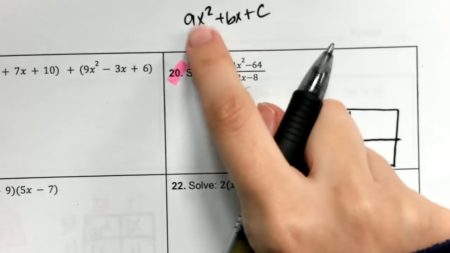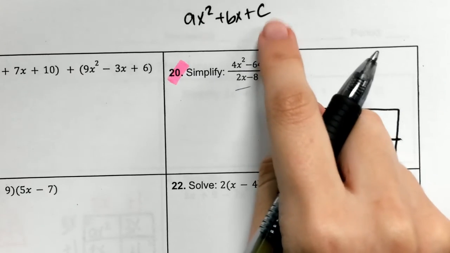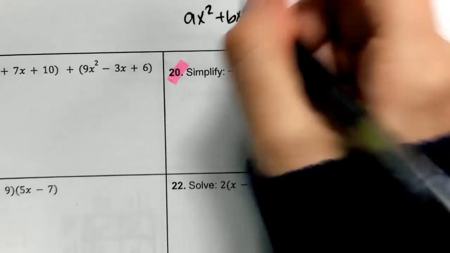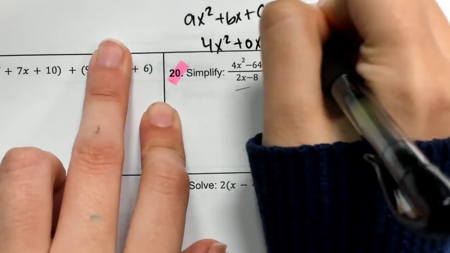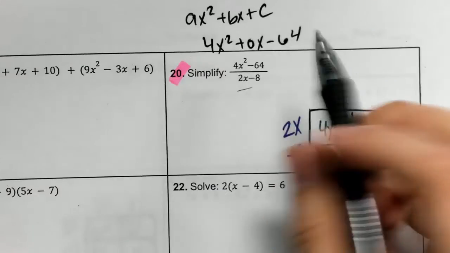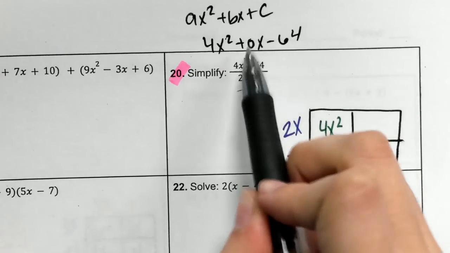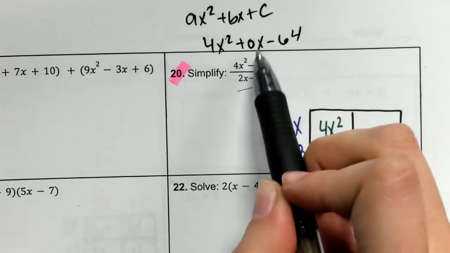Notice you have the x squared value. Notice you have the value without the x. What you're really missing is the b term. So this is really what's going on here: 4x squared plus 0x minus 64. So you're missing the middle term.